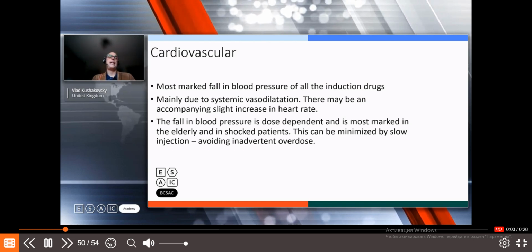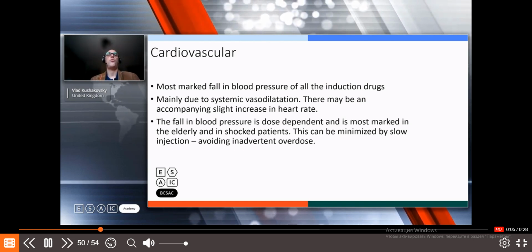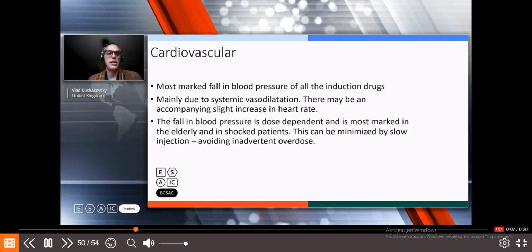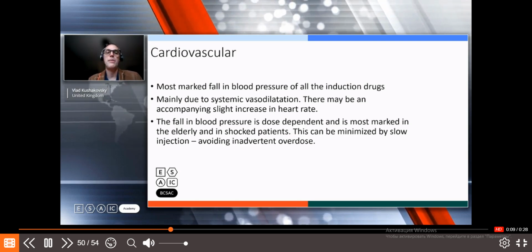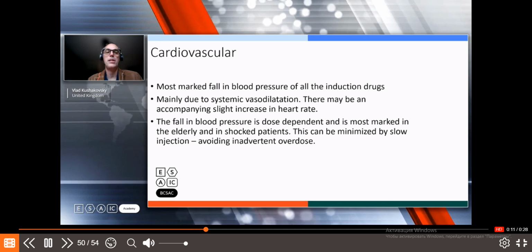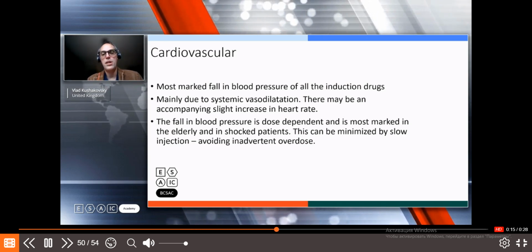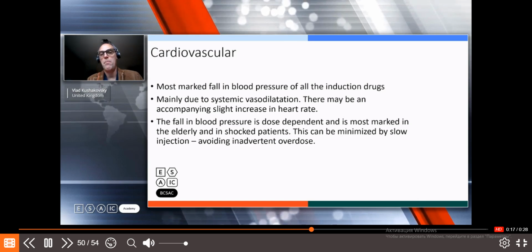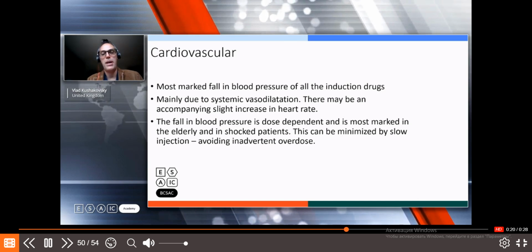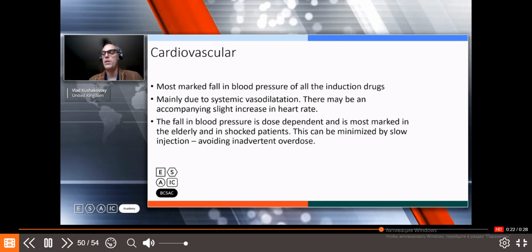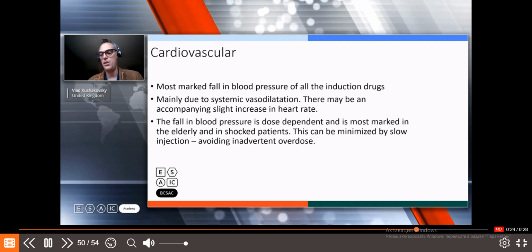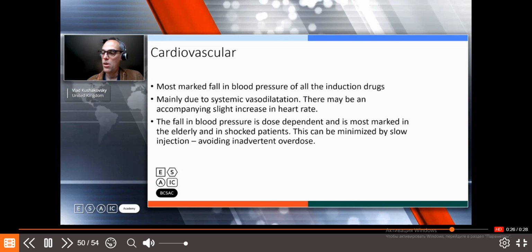Cardiovascularly, it produces the most marked fall in blood pressure of all the induction agents. It's mainly due to systemic vasodilatation. There may be an accompanying slight increase in heart rate. The fall in blood pressure is dose dependent and is most marked in the elderly and shocked patients. These effects can be minimized by slow injection, avoiding inadvertent overdose.